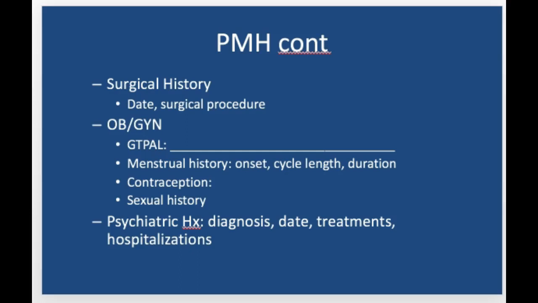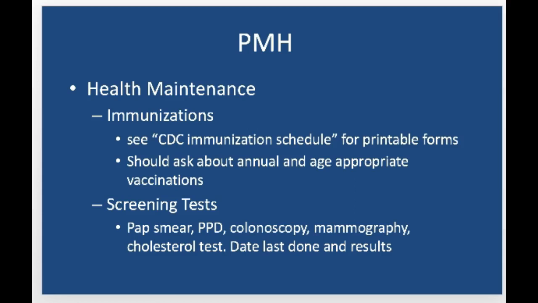The rest of the past medical history: the surgical history, dates and procedures, and OB/GYN history, this is for females obviously. GTPAL is the gravida, total pregnancies, preterm, abortions, and living. So I think you guys talk about this in your women's health course, but it's good to know and to record that information. You can talk about the menstrual history, when their menses started, so the onset, their cycle duration and length, and then their contraception, and you can also put sexual history here if you like. And then finally the psychiatric history.